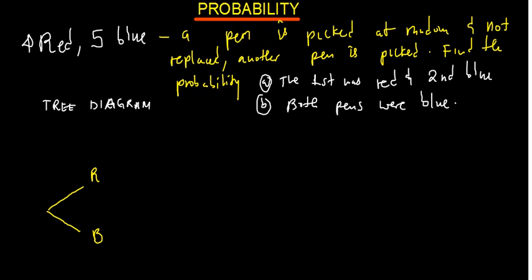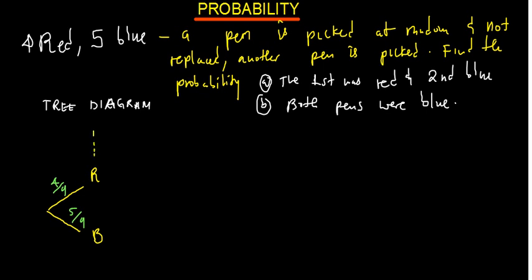So the chance of picking a red pen, you're able to see, is what? Is 4 out of 9. But the chances of picking a blue pen is what? Is 5 out of 9. Okay, this is the first pen which was picked. A pen is picked at random. It wasn't replaced. Another pen is picked. So you picked a second one.